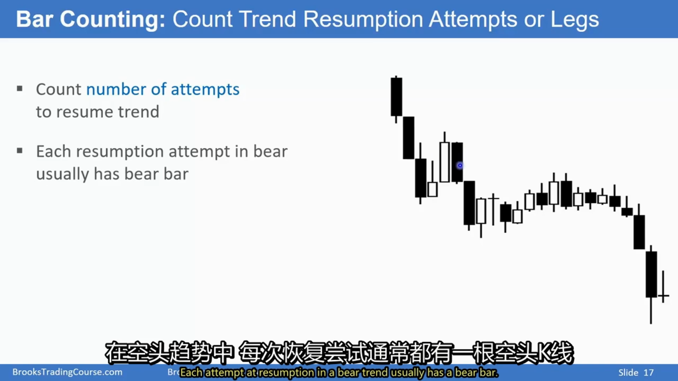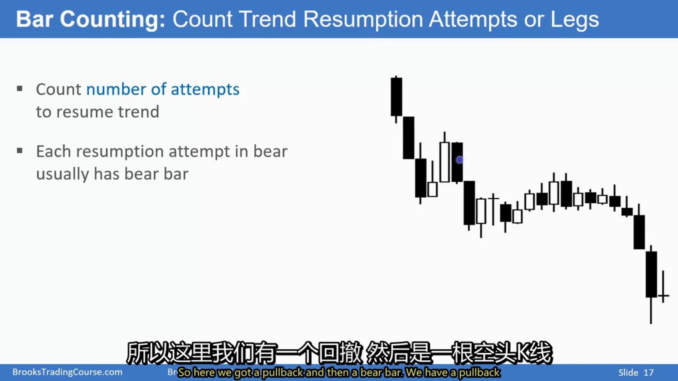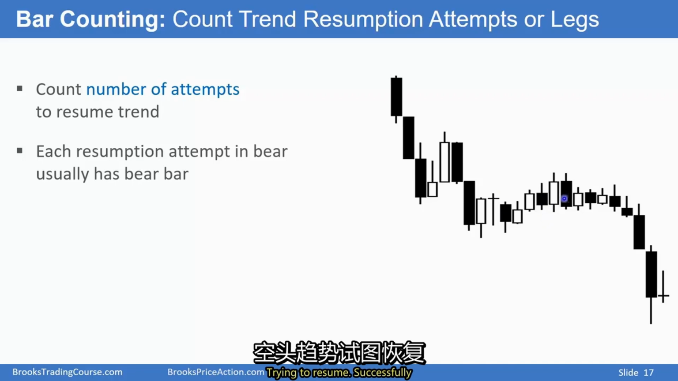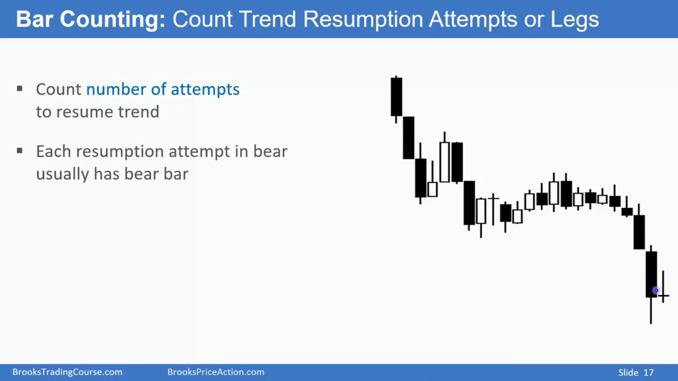Each attempt at resumption in a bear trend usually has a bear bar. So we got a pullback and then a bear bar. We have a pullback and then a bear bar. Bear trend trying to resume. Bear trend trying to resume, successfully resuming. So the bear bars are the attempts at trend resumption down.